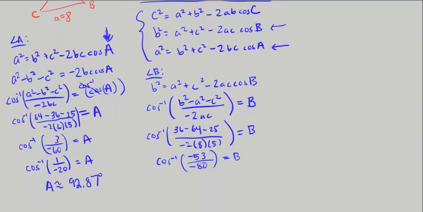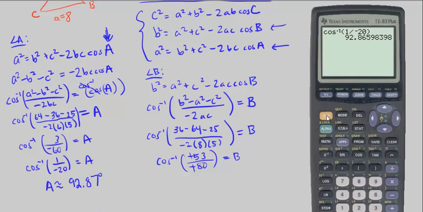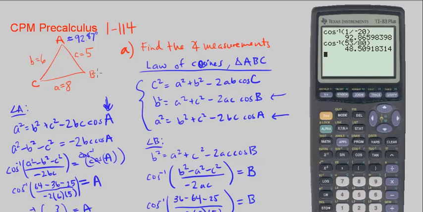Okay? And remember that a negative divided by negative is a positive. So these both cancel out and they become positive 53 over 80. So let's now do the inverse cosine of 53 divided by 80. Okay? And we get 48.50918314. So if we round to 2 decimal places, this 9 makes the 0 into a 1. So B is approximately 48.51 degrees. Okay, so let's put it up here. B is approximately 48.51 degrees.